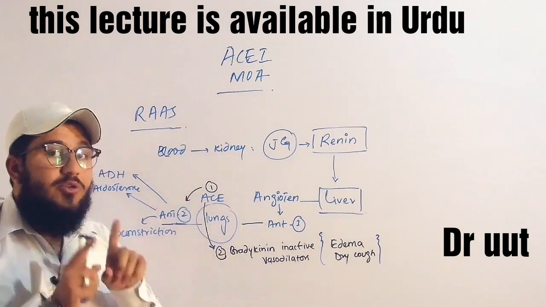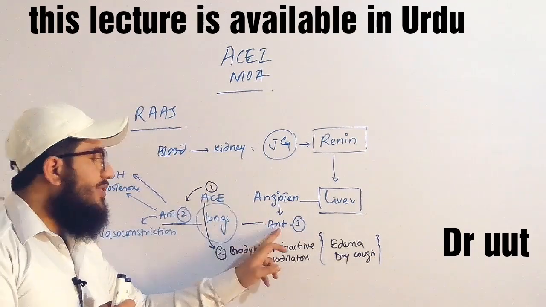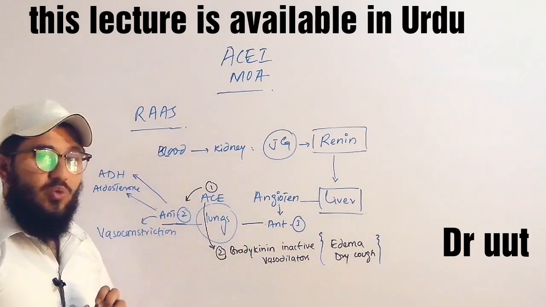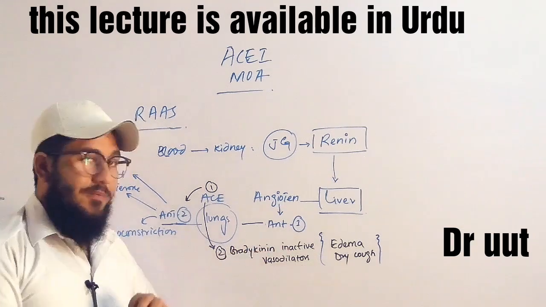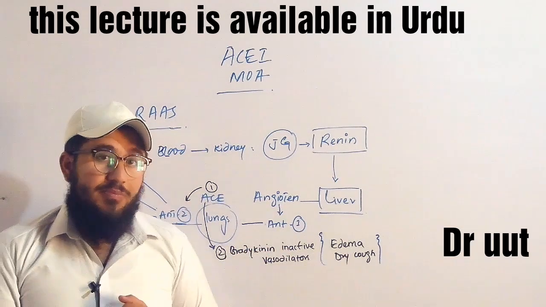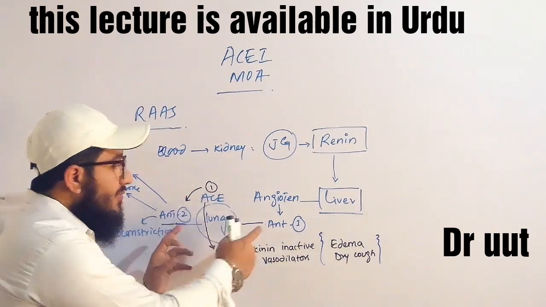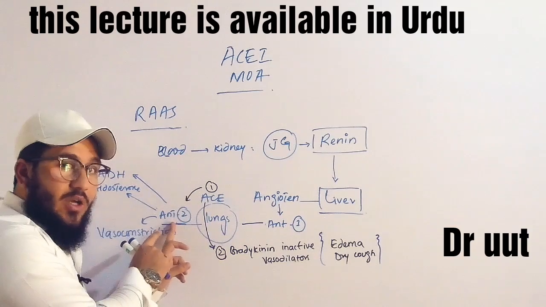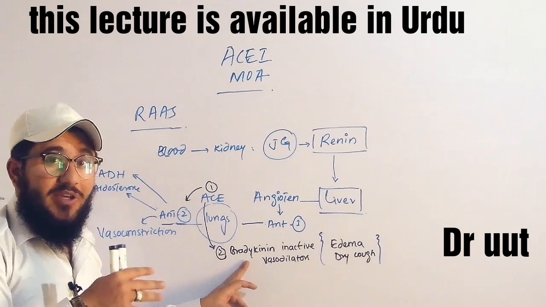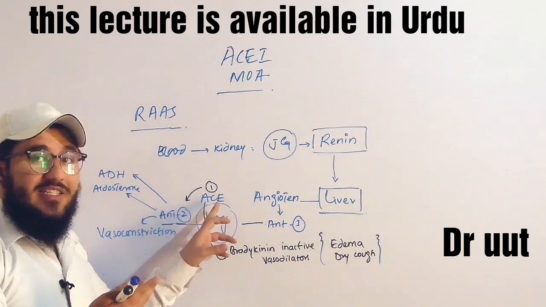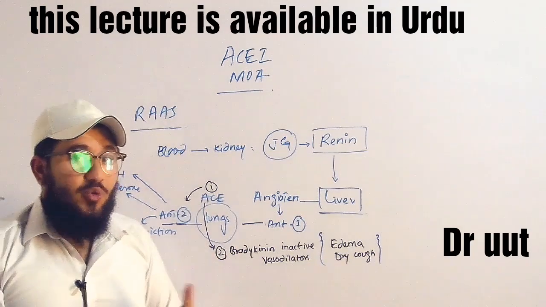Well, this enzyme has two functions. The very first function is that it converts angiotensin 1 to angiotensin 2. This enzyme is also responsible for the breakdown of bradykinin, meaning it will inactivate the bradykinin. When we block this enzyme, what will happen? It will not convert angiotensin 1 to angiotensin 2, and the bradykinin will no longer be broken down. So the bradykinin will become active. Why? Because ACE is not present. When ACE is not available, the bradykinin will start showing its activity.